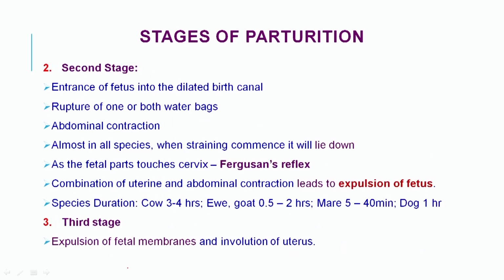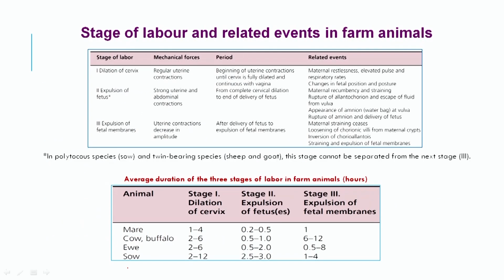In stage second, it is the entrance of the fetus into the dilated birth canal, and Ferguson's reflex will take place, and contraction of the uterus and abdominal muscles will be there, and expulsion of the fetus will take place in stage second. And stage third includes the expulsion of the fetal membrane or placenta. So these are the stages of parturition.